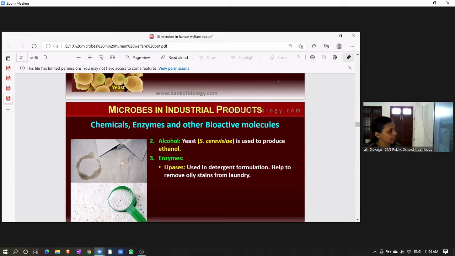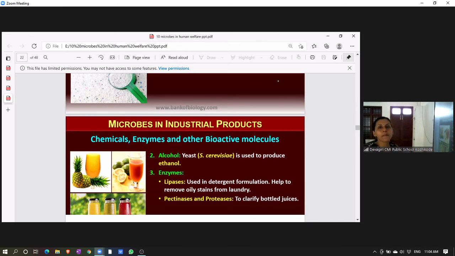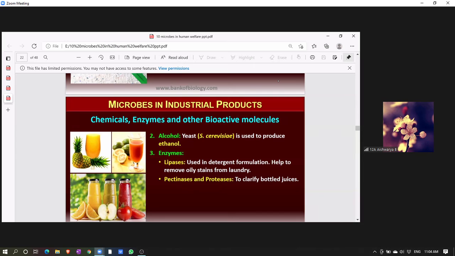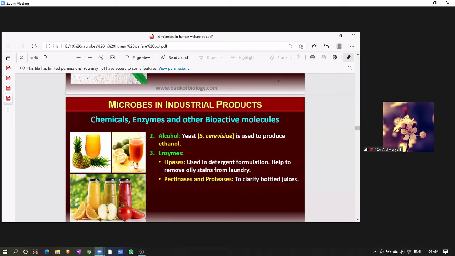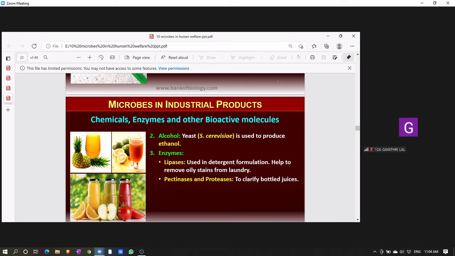Similarly, the next enzymes are pectinases and proteases. These are added to the bottled juices so that they are very clear. The bottled juices are clarified by the use of pectinases and proteases. Which are the two enzymes used to clarify the bottled juice? Gayatri. Pectinases and proteases. Good.